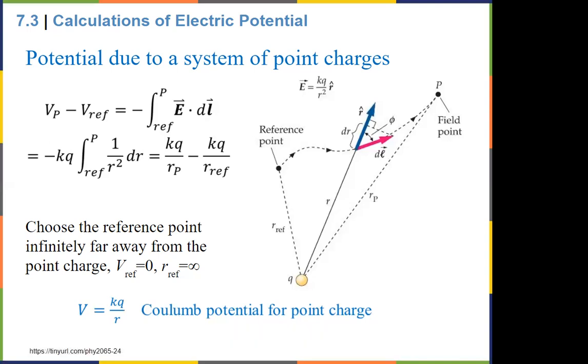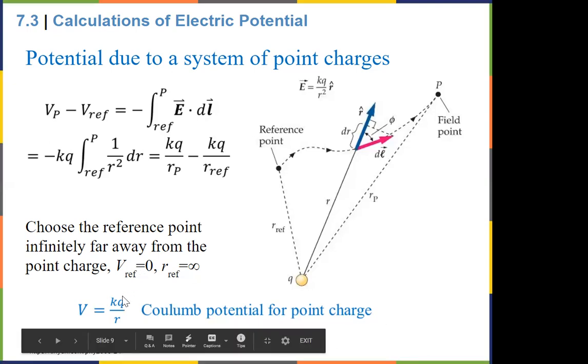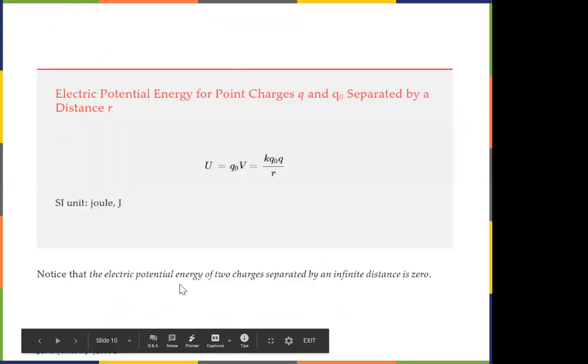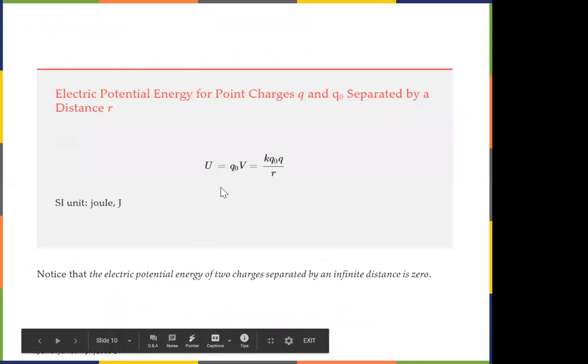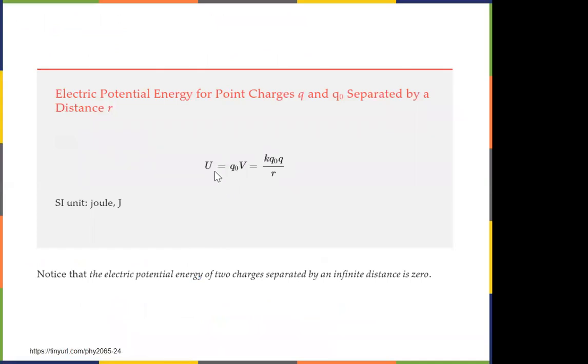So if you have a point charge, it's that. Now just keep in mind the potential is a scalar, so you don't have to worry about the directions of it. It's kq over r. For electric potential energy, you simply multiply by the charge, Q naught in this case, the test charge. So U will be equal to k Q naught Q over r. Q is the source charge, Q naught is your test charge. If you have a test charge close to the source, that would be the potential energy.